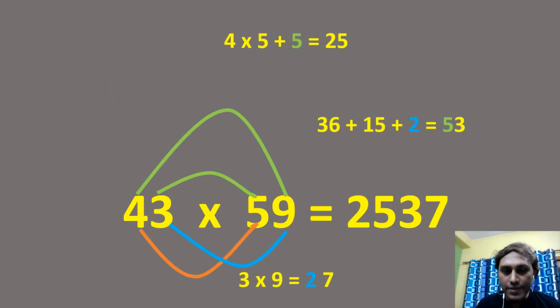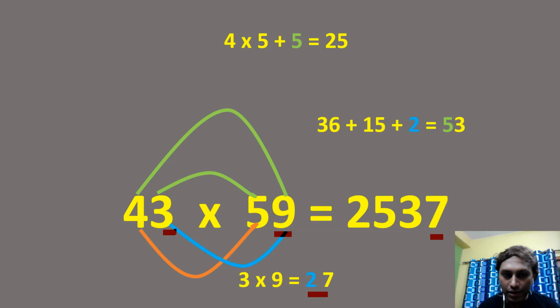Guys, look at this approach. Let's multiply 43 and 59. See, look at this blue line. First multiply the unit place, that is 3 and 9. This is the first step. 3 into 9 is 27. You write one digit, 7, and 2 carry. As simple as that.